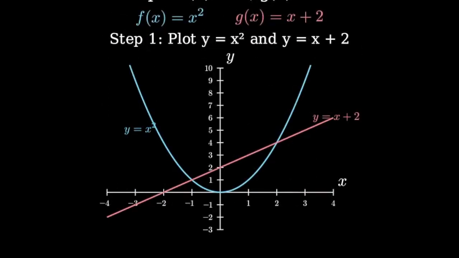Next, we find the intersection points by setting x² equal to x + 2. Rearranging gives x² - x - 2 = 0. Factoring, we get (x - 2)(x + 1) = 0. So, the graphs intersect at x = -1 and x = 2.